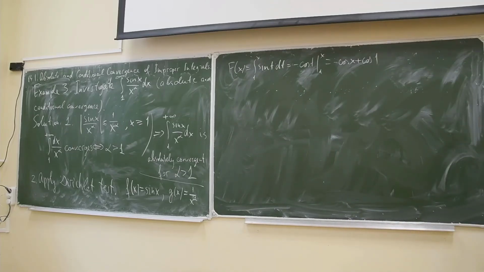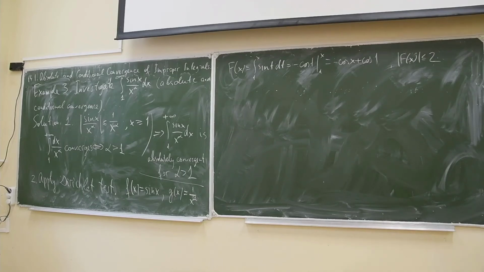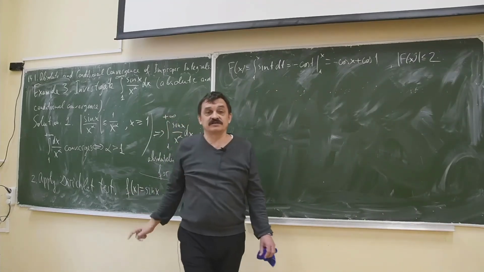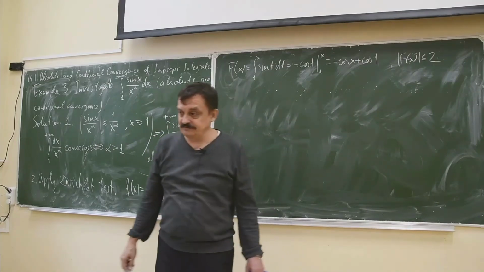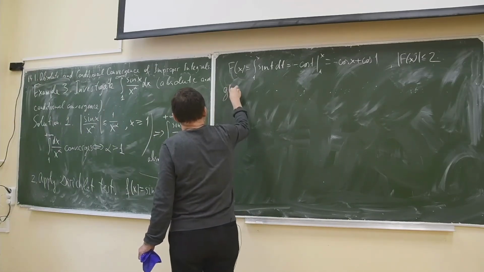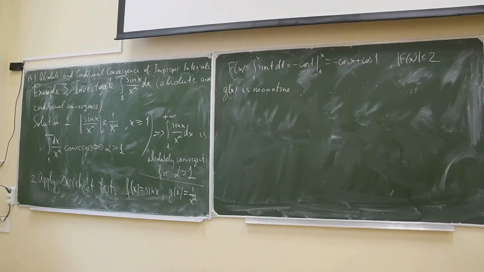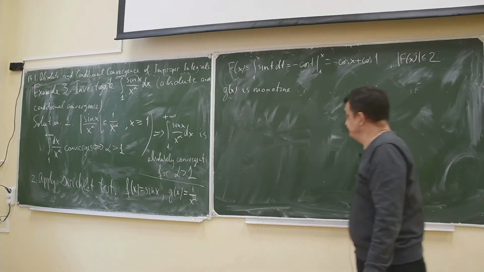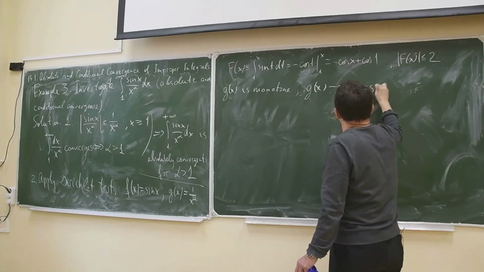And you see, obviously it is bounded. Modulo F of x is less or equal than 2, right? For sure. So, the first condition of the Dirichlet test, boundedness of a primitive, is fulfilled. Second condition says for the Dirichlet test, g of x is monotone. True? True. For arbitrary alpha, this is true, right? 1 over x power alpha is monotone, either increasing or decreasing, doesn't matter. And also g of x tends to 0 as x tends to infinity.